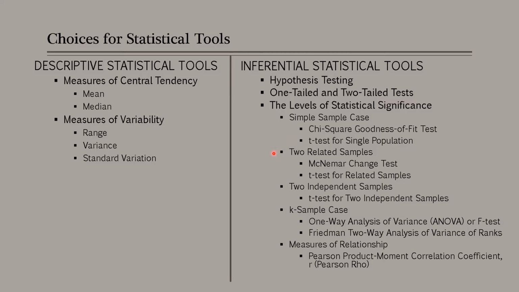There are the two related samples like the McNemar change test and the t-test for related samples. Then we have the two independent samples using the t-test for independent samples and the chi-square. Under the k-sample case, two options are the one-way analysis of variance, or the ANOVA or F test, and the Friedman two-way analysis of variance of ranks. For the measurements of relationship, we have the Pearson product moment correlation coefficient, r, or the Pearson rho.